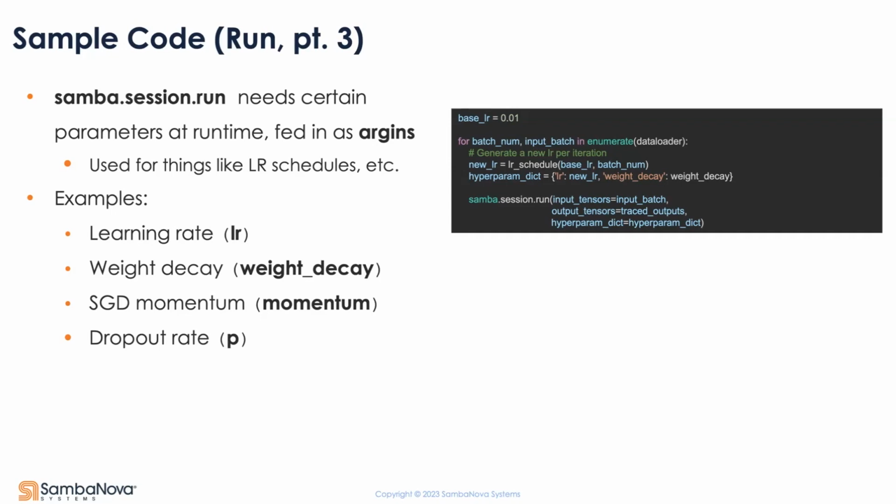So we have a dictionary called hyperparam_dict. For those values you expect to change on a schedule, you would put them in this dict, and then you would pass that dictionary into session.run. As those values change, we would feed them into the model automatically as part of the run. So you're not locked. You can apply your typical schedules to your models when training on RDU via this method.